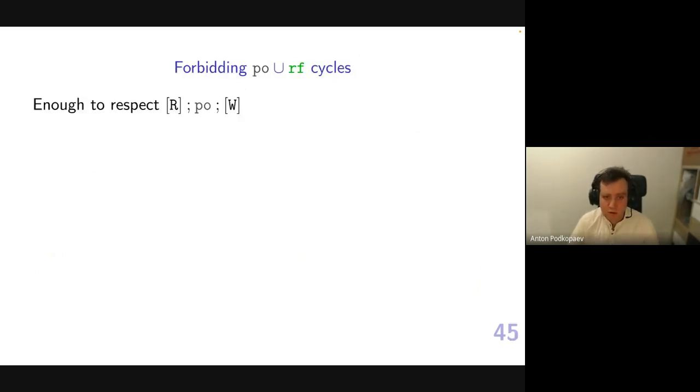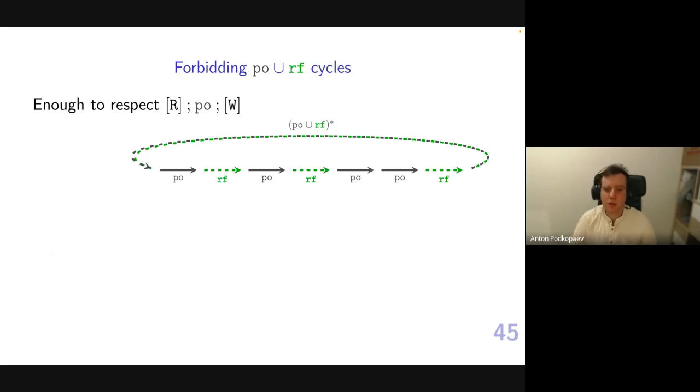So now let's discuss a bit what should be done to the compilation process to forbid PRF cycles. And actually, it's just enough to forbid reordering of reads with following program order following writes. It means that we'll need to enforce program order edges between reads and writes. So let's take a look at some cycle with PRF.